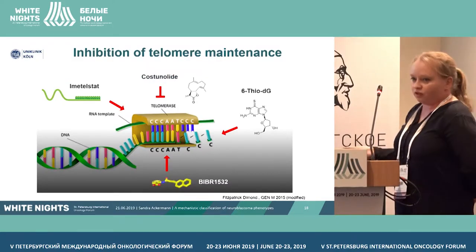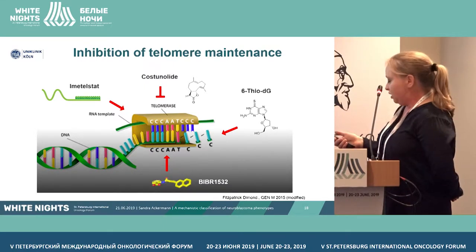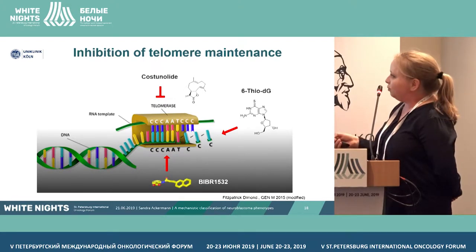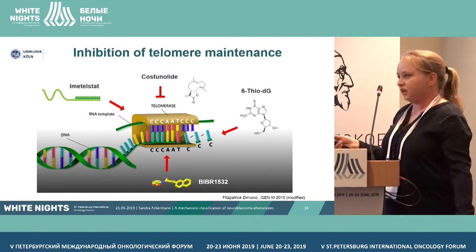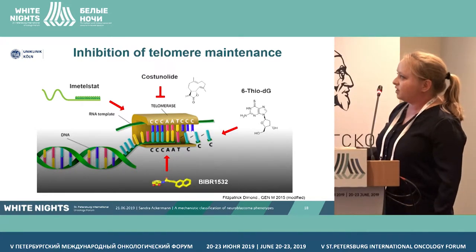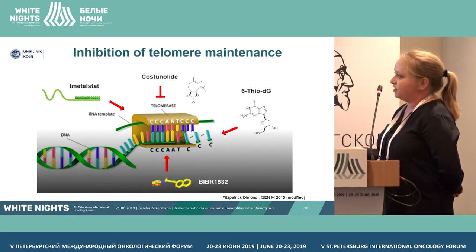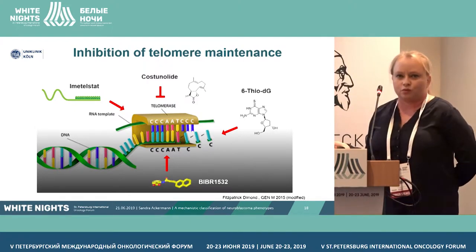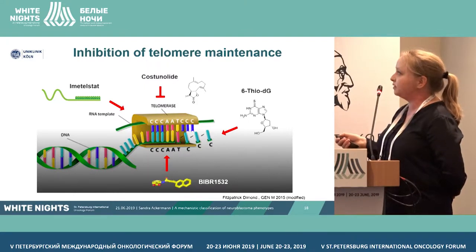That is why we started to check inhibitors in cell culture for the inhibition of the telomerase enzyme. So I want to go back. There are different approaches to inhibit an enzyme. For example, imetelstat is an antisense construct that goes to the enzymatic pocket of the enzyme and binds in a competitive manner. And costunolide is a natural product isolated from plants, which reduces the expression level of telomerase.